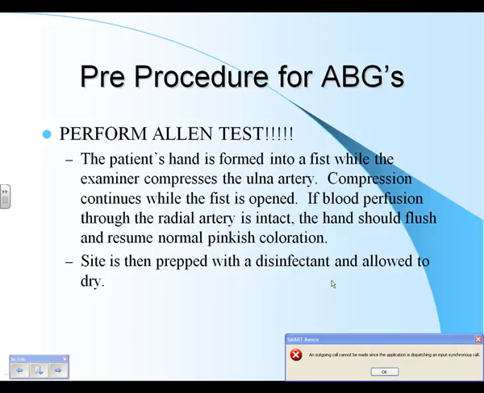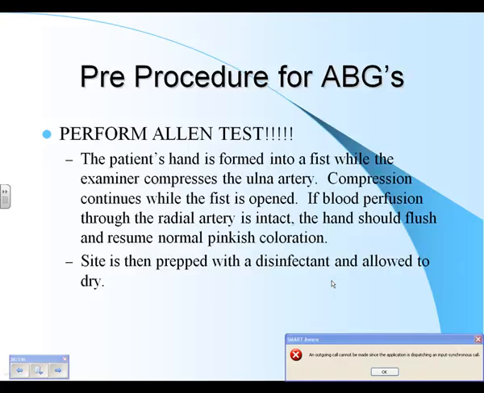So, everybody make a fist. Use your thumb to occlude your ulnar artery. And then open your hand. Your hand should turn immediately pink. That lets you know your radial artery is intact, that you've got good blood flow there, because you've occluded one of the arteries that feeds the hand. Your ulnar is opposite the thumb.